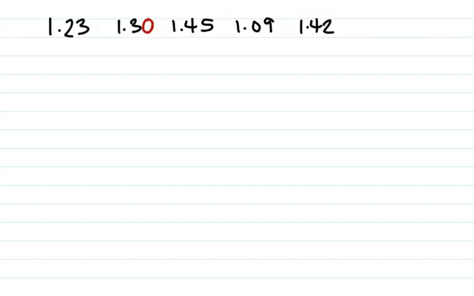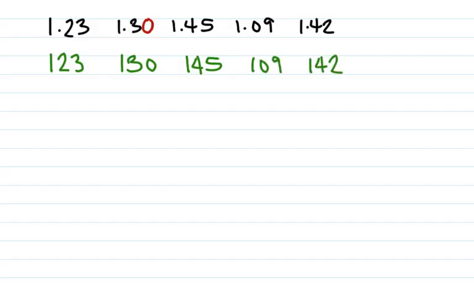Sometimes it could be really confusing when you see all these numbers and you think, how can I put them in order? Well, what I like to do is start off by forgetting that the decimal point is even there. So if I forget the decimal point is even there, then this becomes 123. This becomes 130. This becomes 145. This becomes 109. And that becomes 142. Well, I know my numbers, so this is very easy to do now. I can straight away see that the first number has to be 109. It's the smallest number there.